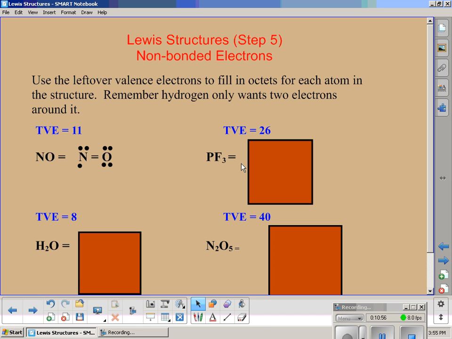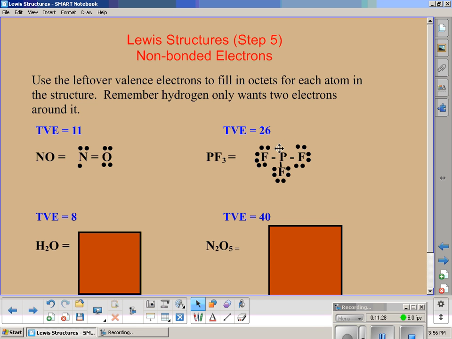This one right here, you take that structural formula, that skeleton, and now you're going to add in the rest of your electrons that are unbonded. So we've got 2 here, 4, 6, 8, and the phosphorus, I already had the 2, 4, 6, 2, 4, 6, 8, 2, 4, 6, 8.